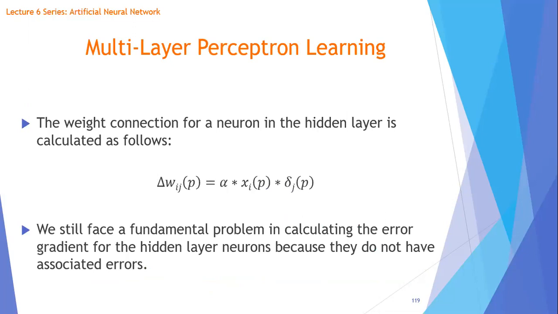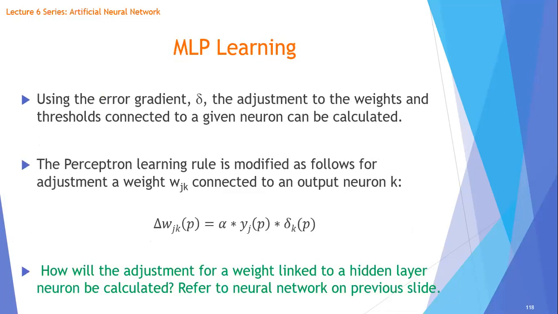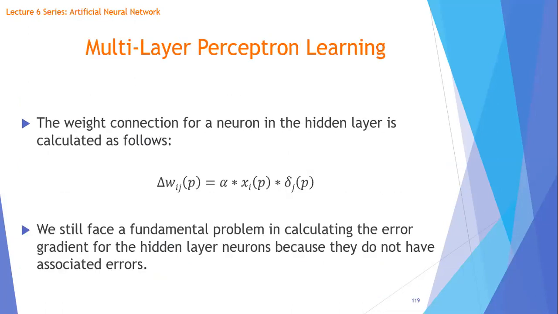So we still face a fundamental problem in calculating the error gradient for the hidden layer neurons because they do not have associated errors. If we just go back here, I want to make sure you understand this part. If you see how we calculated the error gradient for a neuron in the output layer, it was about finding the product of the differential activation function with the error. So we still do not have an error for the hidden layers.